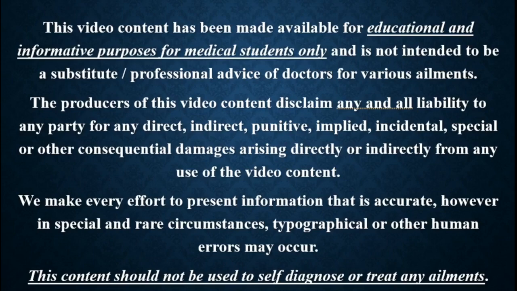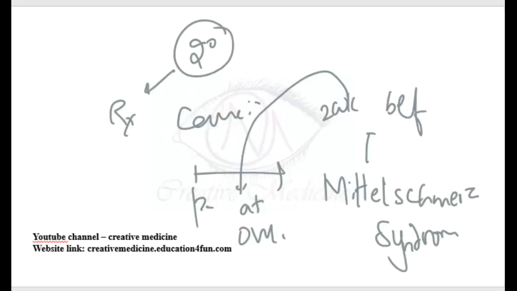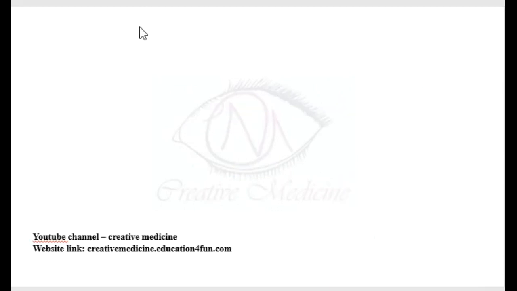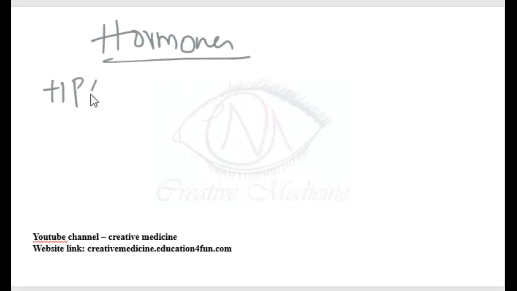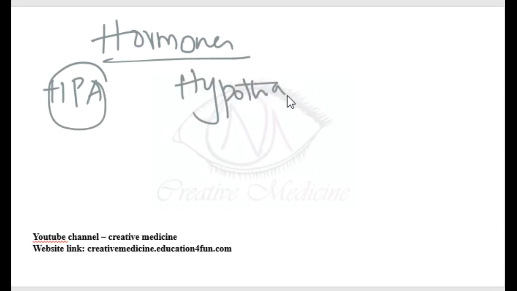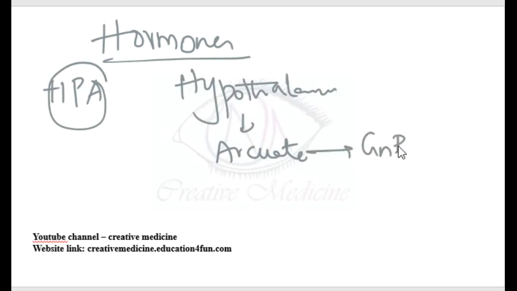In this lecture, we will learn about hormones. Hypothalamo pituitary ovarian axis. Hypothalamus contains arcuate nucleus of hypothalamus releases gonadotropin releasing hormone at puberty. Gonadotropin releasing hormone is a decapeptide.